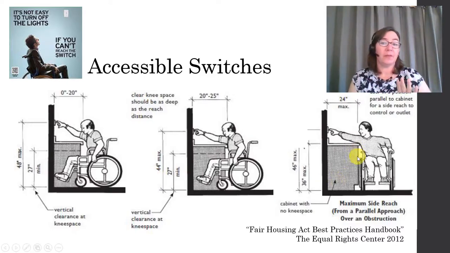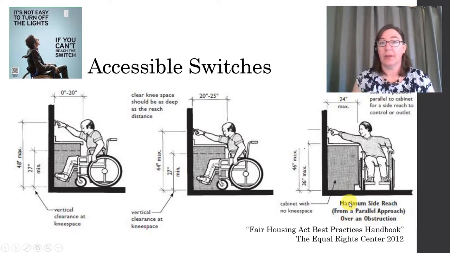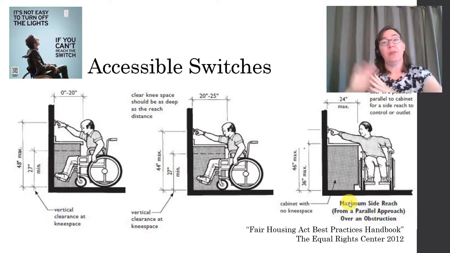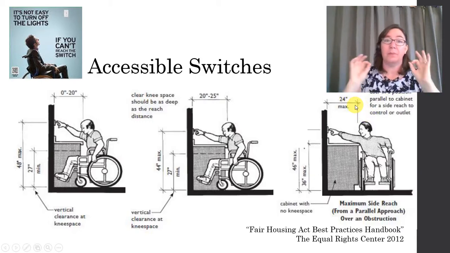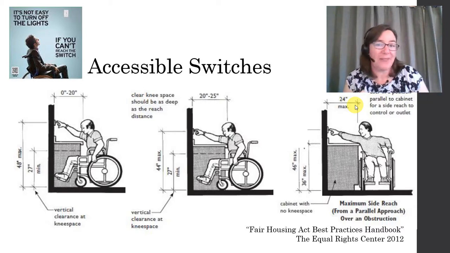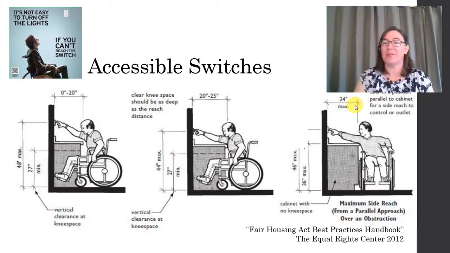Sometimes there's no knee space. Again, a kitchen counter is a good example here. And so someone's going to need to use their side reach. It's important that this is 24 inches maximum. Make sure that it's not 24 and a half, not 25, 24 inches maximum, and you can have that switch all the way up to 46 inches if you so desire.